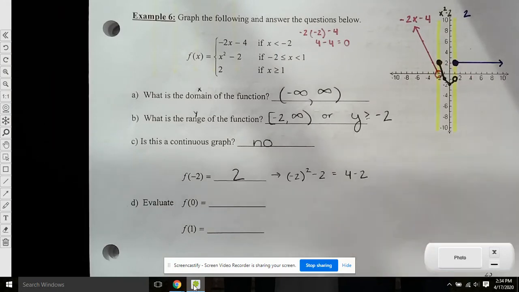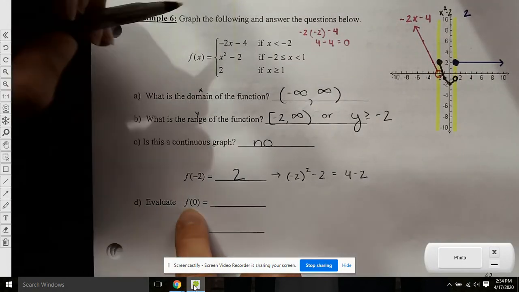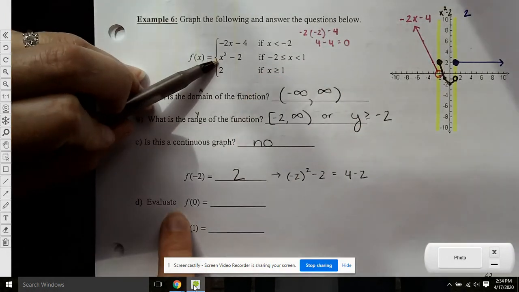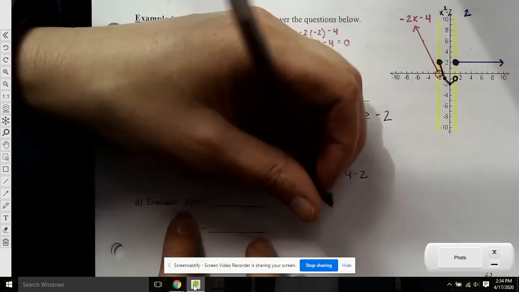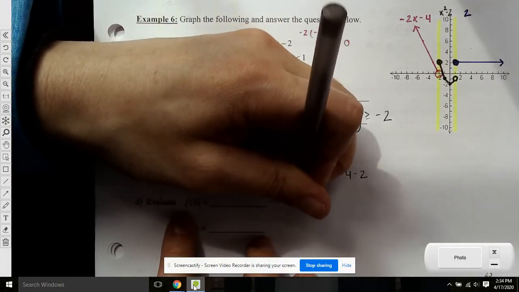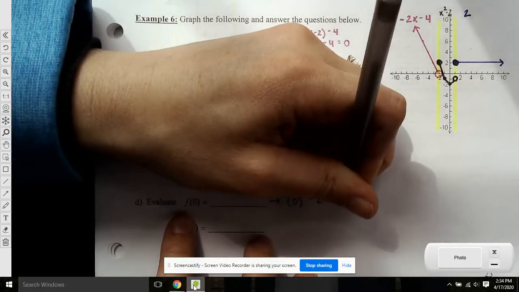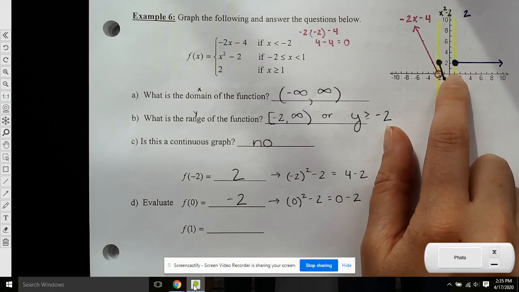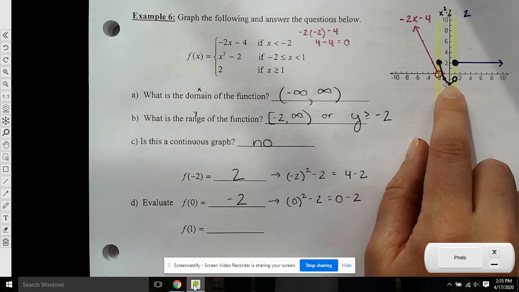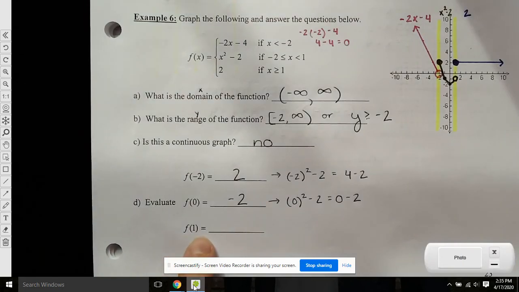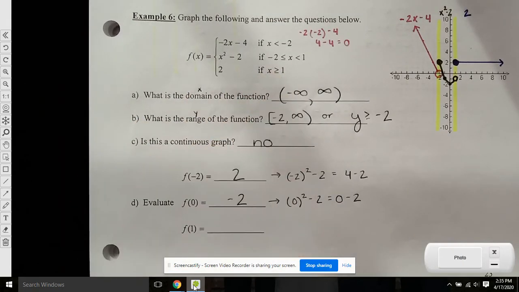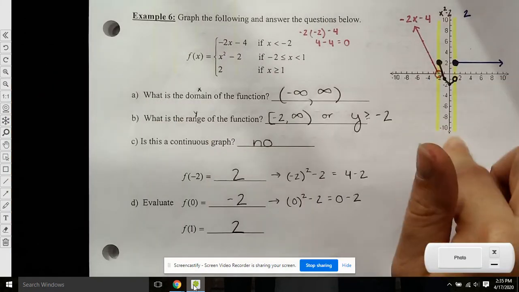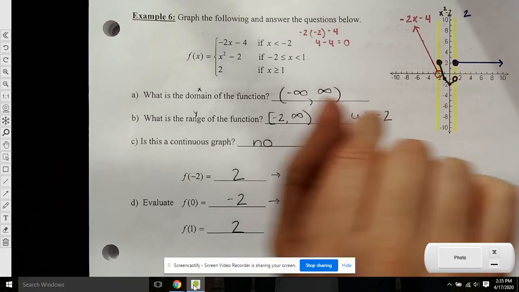That makes sense. f of 0 would be in the second one because it's between negative 2 and 1. So I would plug that 0 into x squared minus 2, and I'm going to get negative 2 for that one, which makes sense. If I look at the graph, plug in 0, I get negative 2. And the last one, f of 1: 1 falls into this category here. So f of 1 is just 2. If I look at the graph, here's where 1 is, and the closed circle is on 2.